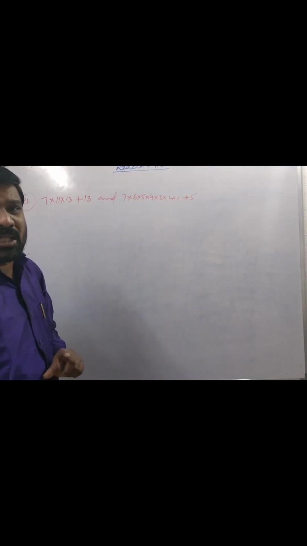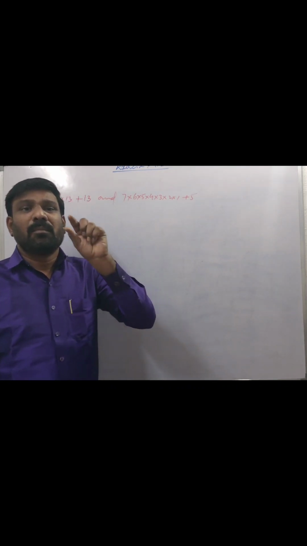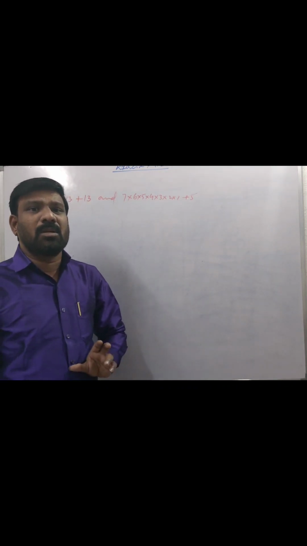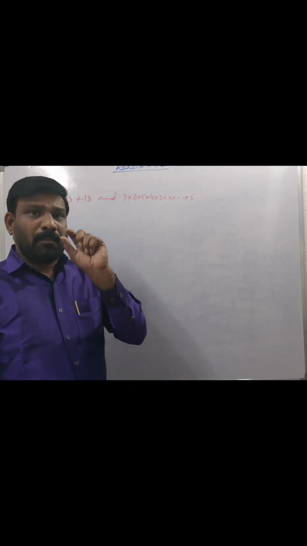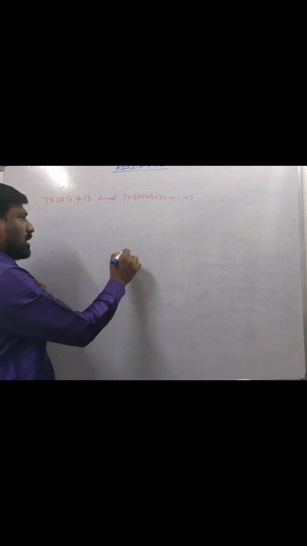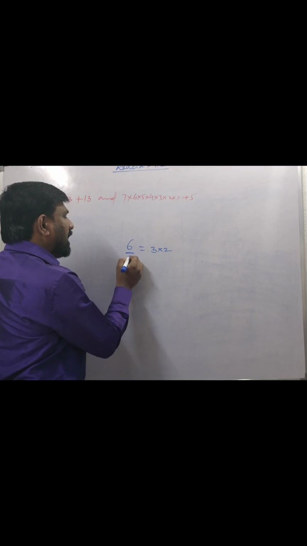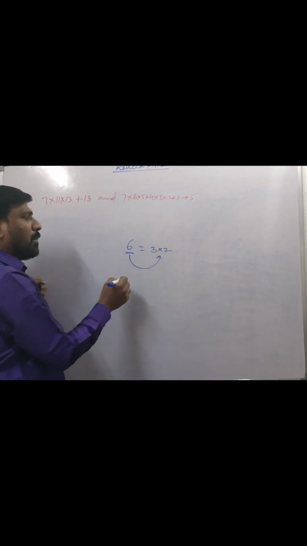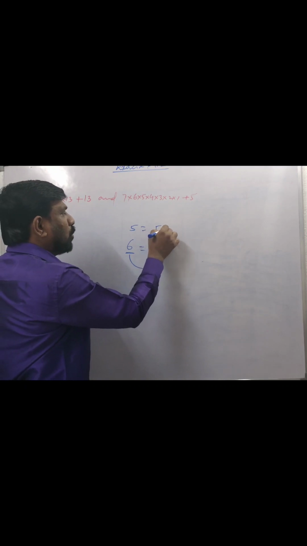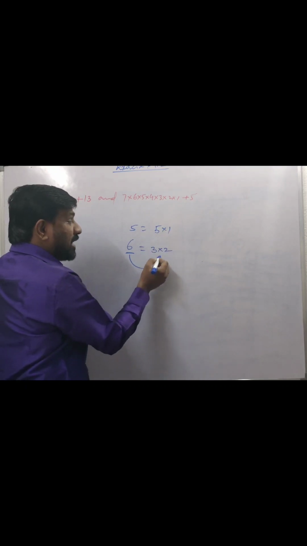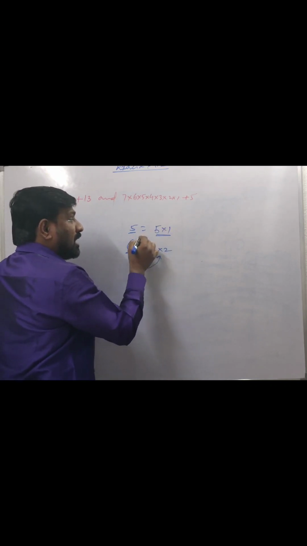Now, a composite number is nothing but a natural number that should have a minimum of 3 factors. Then only it is called a composite number. See, 6 is nothing but 3 into 2. If any number is expressed as a product of 2 numbers other than 1. Suppose 5 is there. 5 can be expressed as 5 into 1. What I am saying here is that any number should be expressed as a product of 2 numbers other than 1.